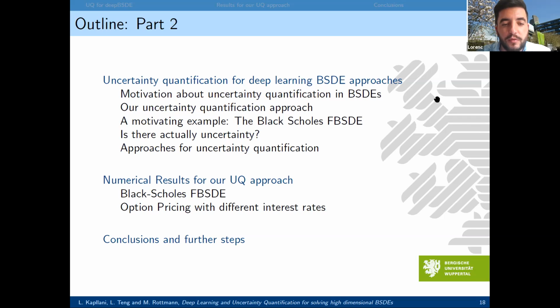I will show the results by first considering the Black-Scholes BSDE, because here we have the exact solution and we can compare the results from our uncertainty quantification model. Then also another example, the option pricing with different interest rates, where we don't have the exact solution. There it is more important to have the uncertainty, since we don't know the exact solution, and to see how our approach works even in that case. And then to conclude this talk.